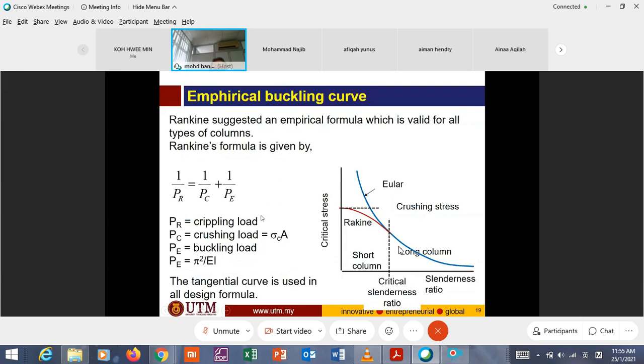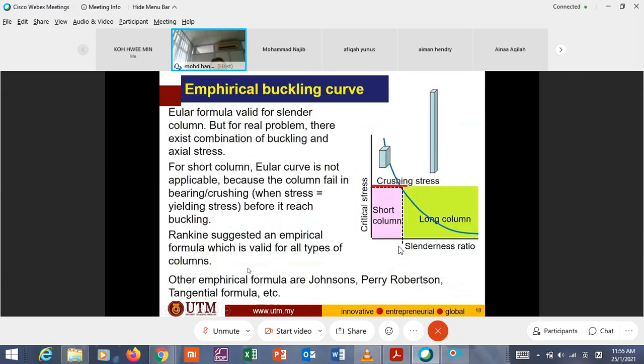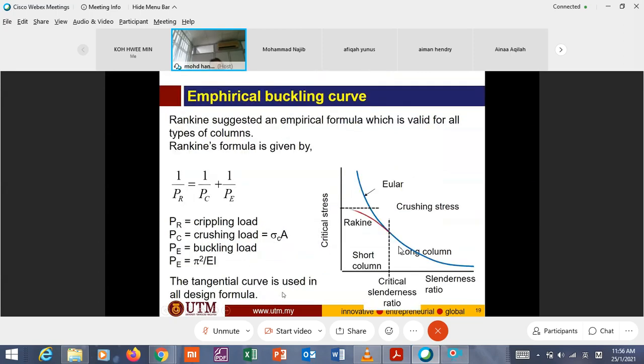Okay, and there are some other formulas, tangential curve, many more: the Johnson formula, Perry-Robertson formula, tangential formula. Okay, now this is the Rankin formula. But we are not going to study or use this formula in this semester. This one is next semester, next year. Now back to the Euler formula.